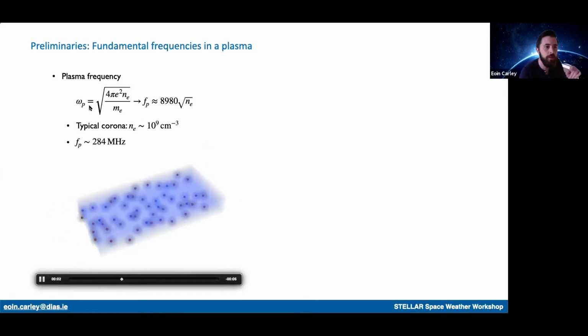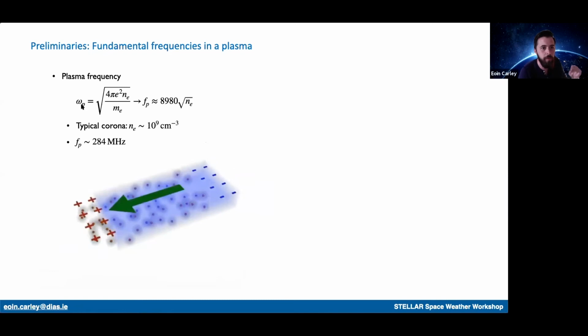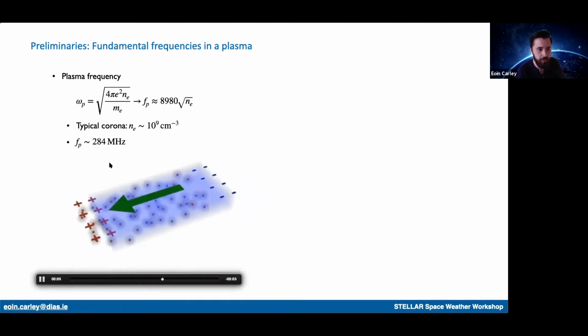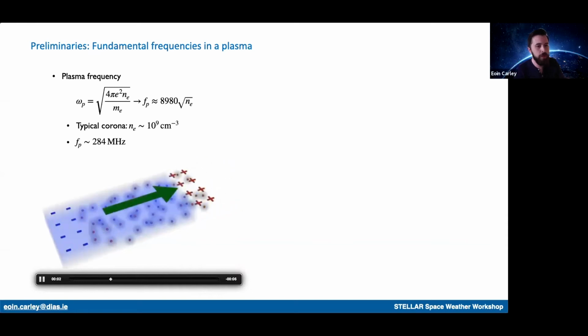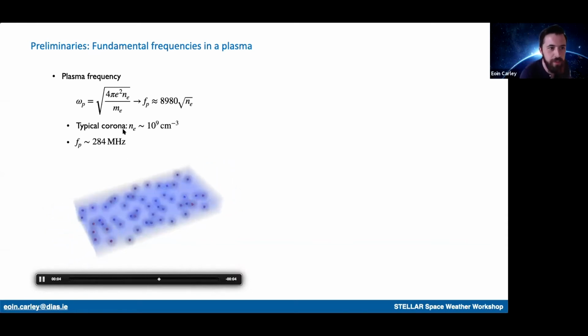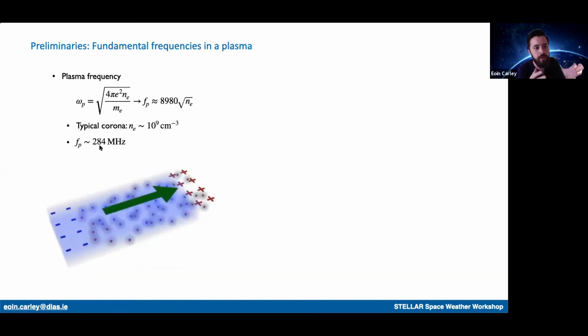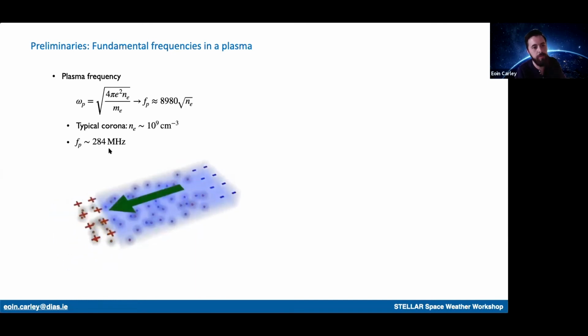Now, the frequency at which this happens is pretty simple, but it's an important formula, and it basically depends on the electron density and some constants here, like the electric charge and electron mass. Now for the corona, take a typical density of an active region of 10^9 per cubic centimeter. That frequency ends up being in the low frequency radio domain. So low frequencies, or radio in general, is pretty privileged to be able to probe directly one of the most fundamental frequencies in a plasma, in the corona. So this density here will give you a 284 megahertz plasma frequency, for example.